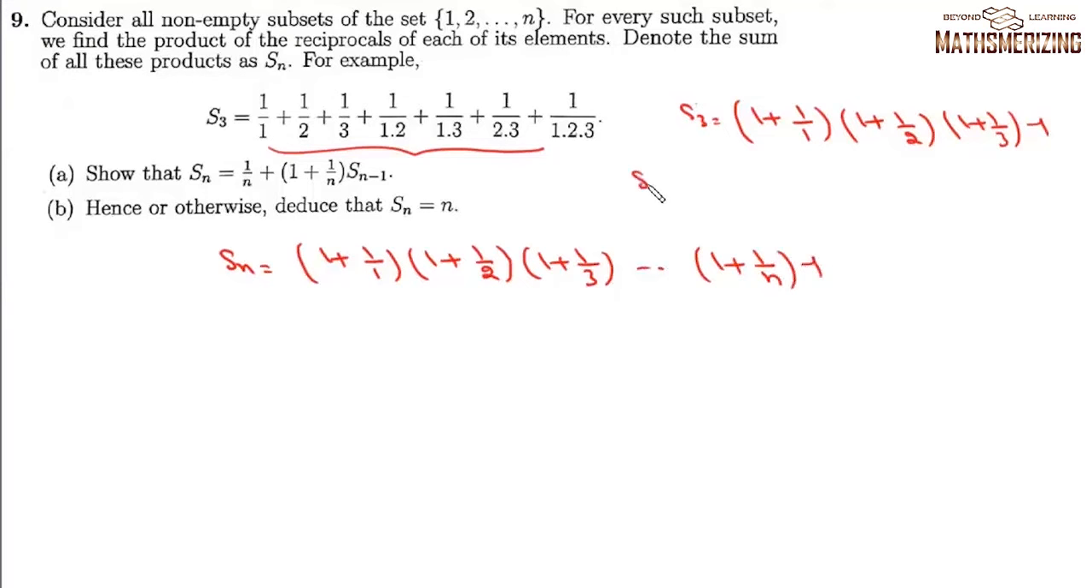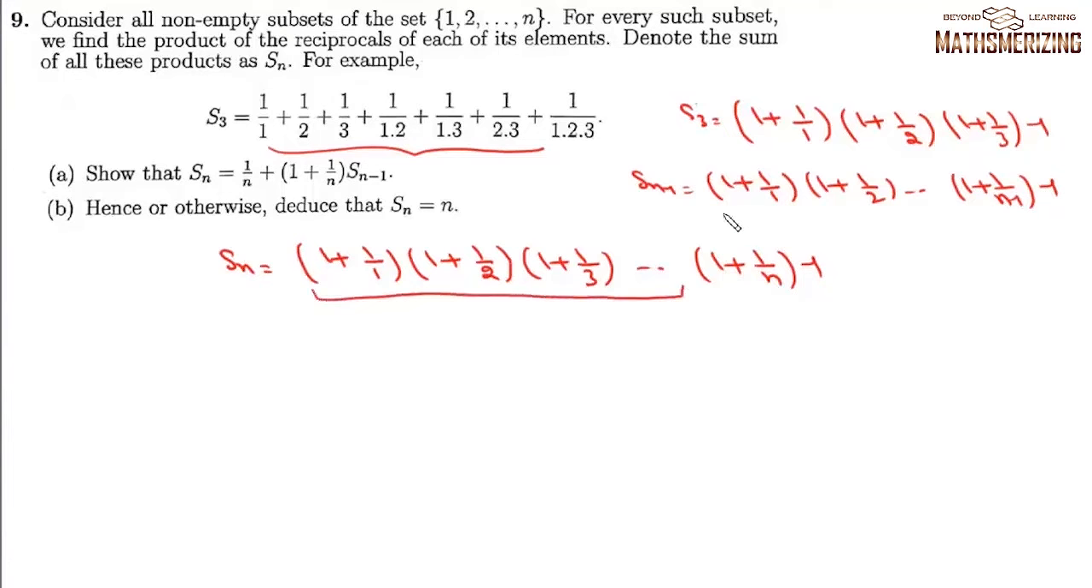Now we can also write Sn minus 1 as 1 plus 1 upon 1, 1 plus 1 by 2, up to 1 plus 1 by n minus 1, minus n. Now if in this product we consider all these terms up to 1 plus 1 by n minus 1, then it will be equal to Sn minus 1 plus 1. So you can write this Sn as Sn minus 1 plus 1 into 1 plus 1 by n minus 1.